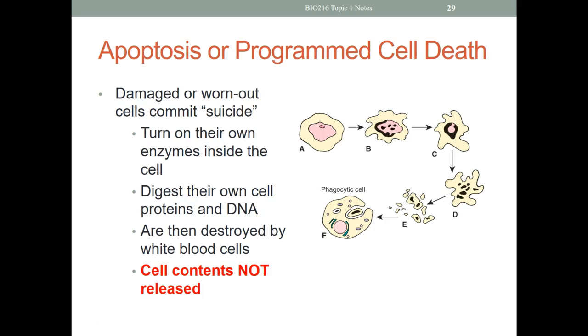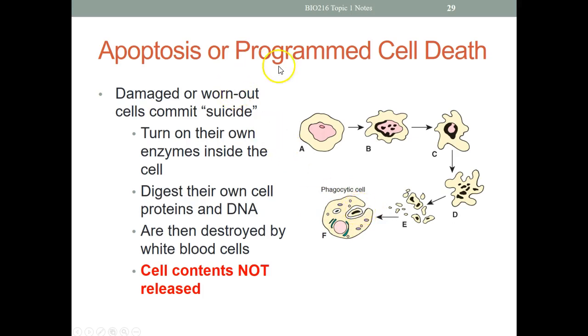So apoptosis is a programmed cell death. This is where damaged or worn out cells commit suicide, if you will. So they turn on their own enzymes inside the cell, and they digest their own proteins and DNA inside the cell. And then ultimately they get destroyed by phagocytic white blood cells.